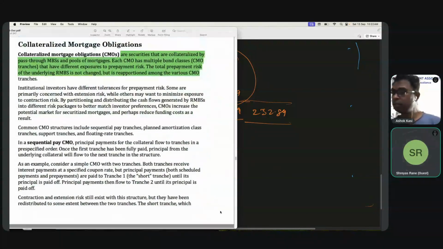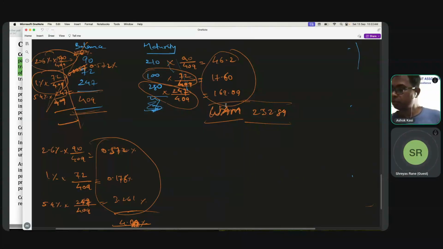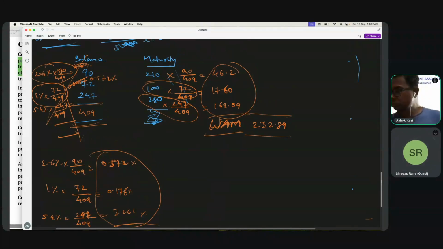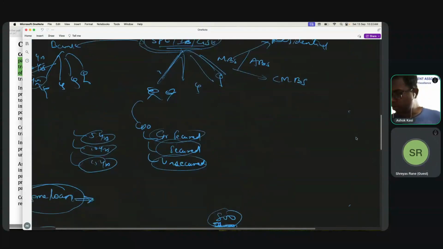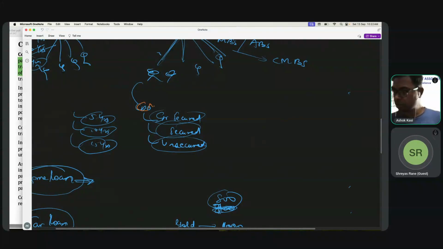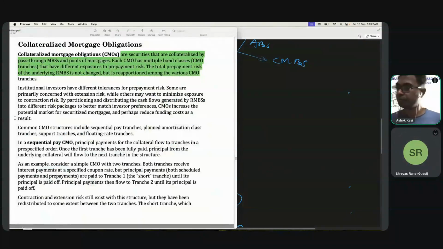Now, similarly, CMO. CMOs are securities collateralized by pass-through mortgage-backed securities and pool mortgages. Each CMO has multiple bond classes that have different exposure to prepayment. The total prepayment. So this is actually, they are speaking about CDO only. Those are all interchangeably used terminologies. Here they are calling this as CMO, collateralized mortgage obligations.